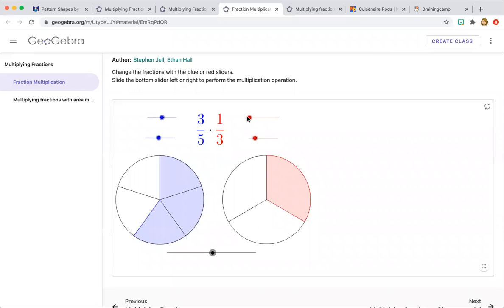Okay, but what if we had 2/3? Then how does this change it, right? When we talked about, what's going on? Can't move this. Here we go. How does this change now, this multiplication?